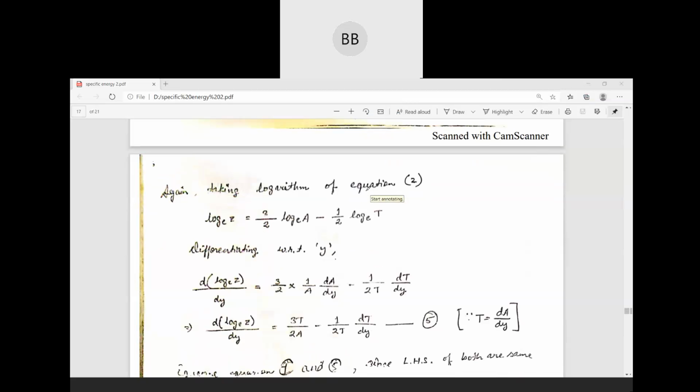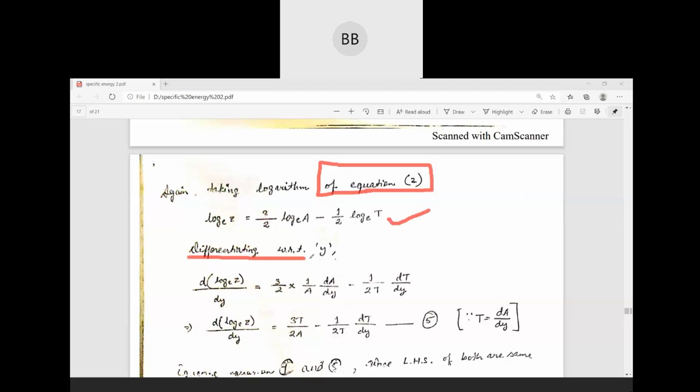Taking log through equation number 1. We are going to take logarithm for equation number 2. Equation number 2, if you remember, z is equal to a to the power 3 by 2 multiplied by t to the power minus half. So if you take log, then it will be log e z is equal to 3 by 2 log e a. Then t to the power minus half, so that is why it's negative, negative half log e t.